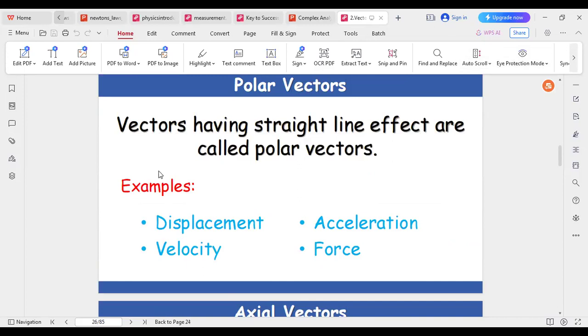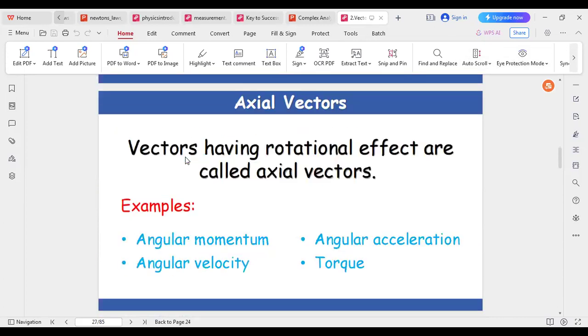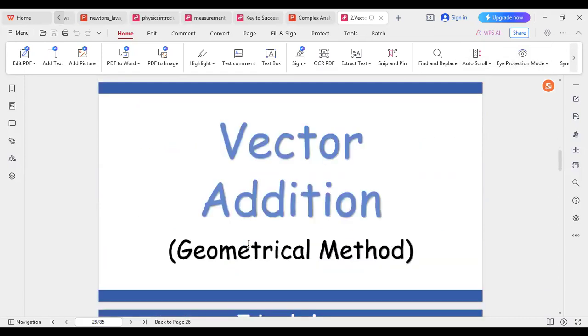Types of vectors on the basis of effects. Now, polar vectors. Vectors having straight line effects are called polar vectors. For example, displacement, velocity, acceleration, force, etc. Axial vectors: vectors having rotational effects are called axial vectors. Suppose angular momentum, angular velocity, angular acceleration, torque, etc.